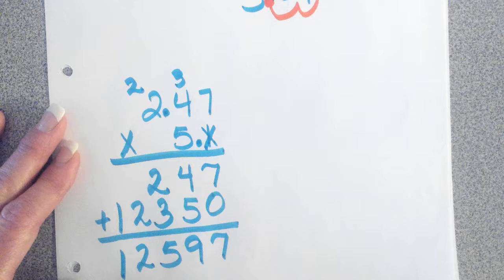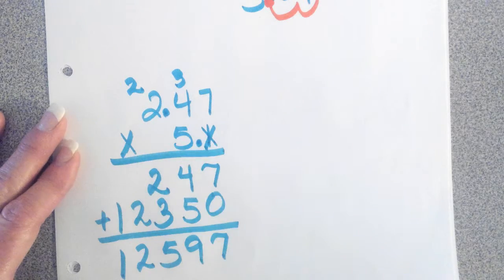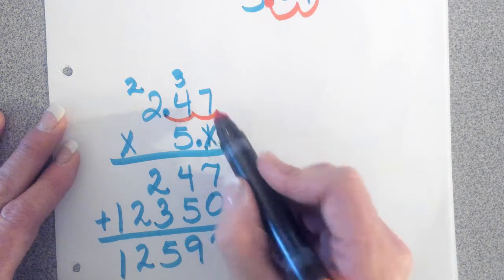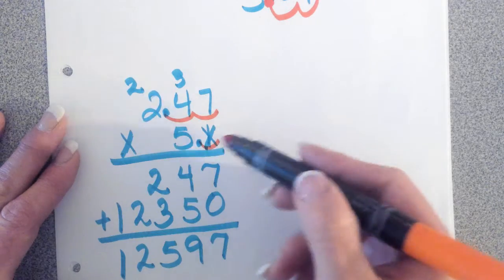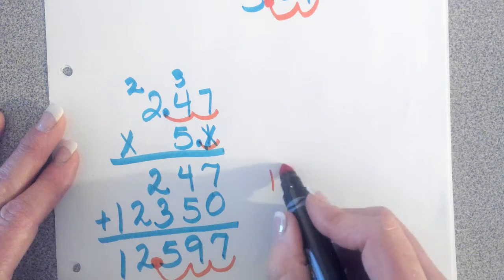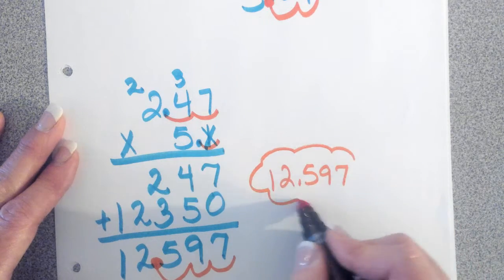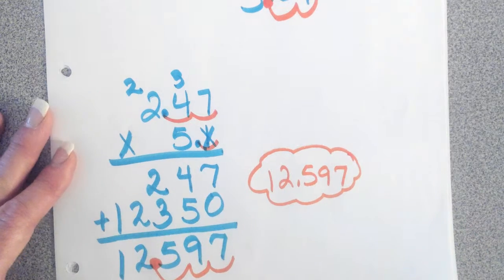Okay, now to get this 12,597, what I actually multiplied was 247 times 51. I had moved my decimals 1, 2, 3 places over up in the question. So in my answer, I've got to move it back so my decimal's in the correct spot. I'm going to go the same number of places I moved to the right, but I'm going to go now to the left, back 3 spaces. So my answer is 12.597.